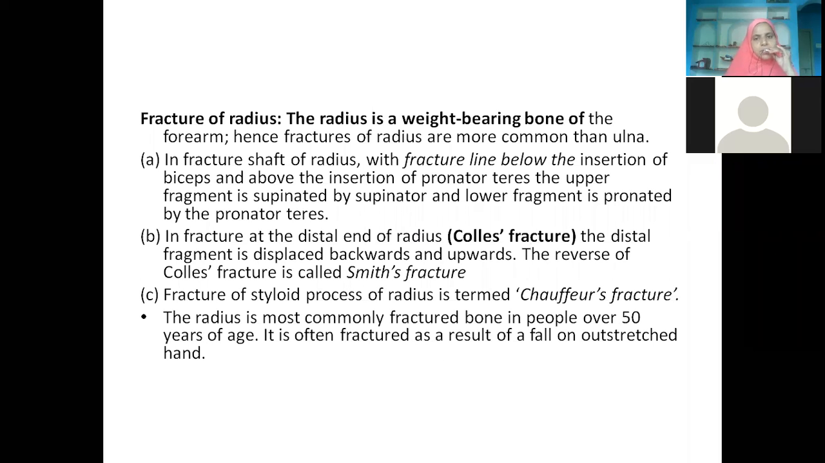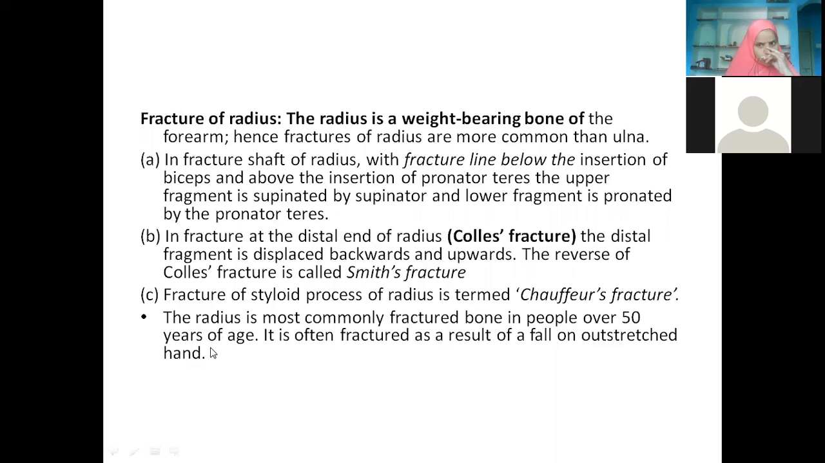Okay, I hope you understood. This is very, very important. Apart from that, you have other clinical conditions also, like there may be fracture in the shaft of the radius, okay, below the insertion of biceps. Okay, then fracture of styloid process of radius is called as Chauffeur's fracture.